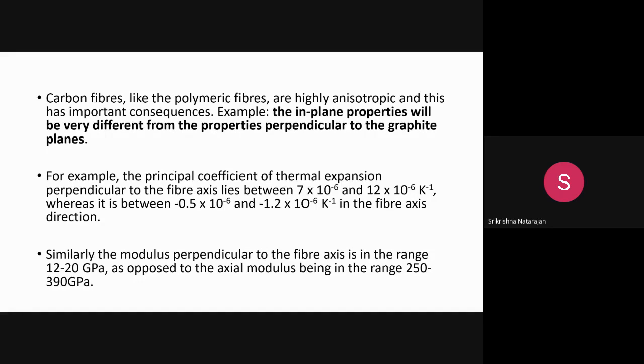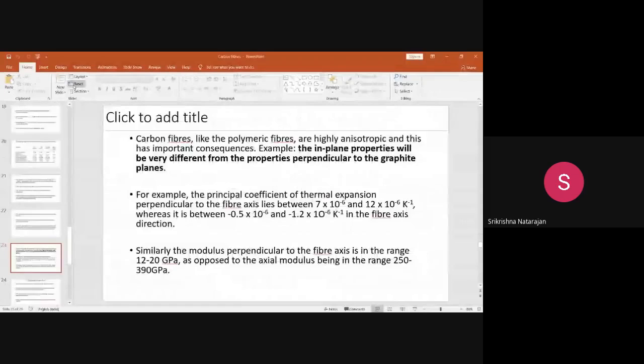If you observe this carbon fiber, like all the textile fibers or the polymeric fibers, this is a highly anisotropic fiber that will have different properties in different directions. But in the carbon fiber, this is more prevalent, where the in-plane property will be different when compared to the out of plane, that is perpendicular to it. If I just draw a small diagram for you to explain.